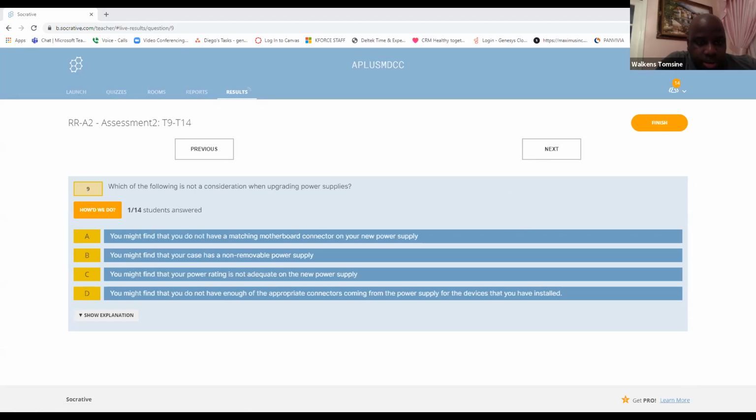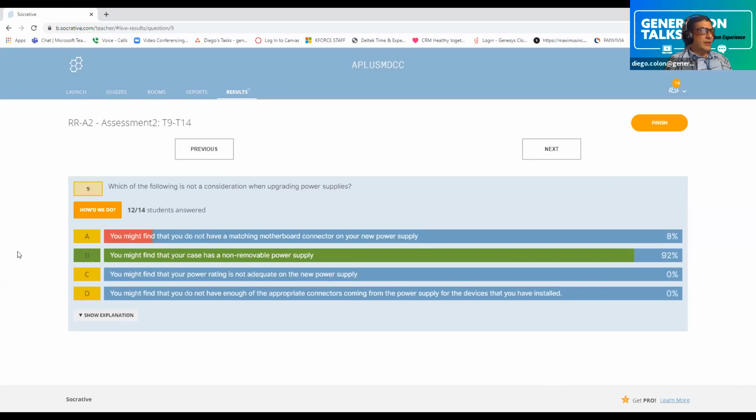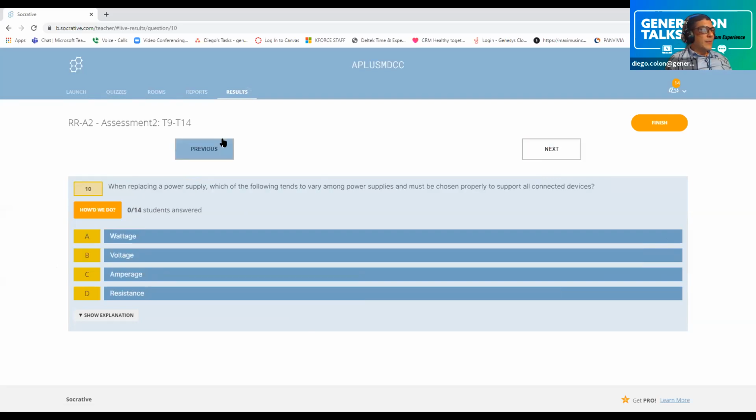Next one, Walkins. Which of the following is not a consideration when upgrading power supplies? Which one did I choose? B, you might find that your case has a non-removable power supply. I would definitely agree with you. B, you might find that your case has a non-removable power supply, is the most improbable one. We did state we may not take it apart internally, but we may remove the four screws, take the puppy out and put, un quita y pon, which means I take one out and put another one in. Questions or concerns on this one? Next one.